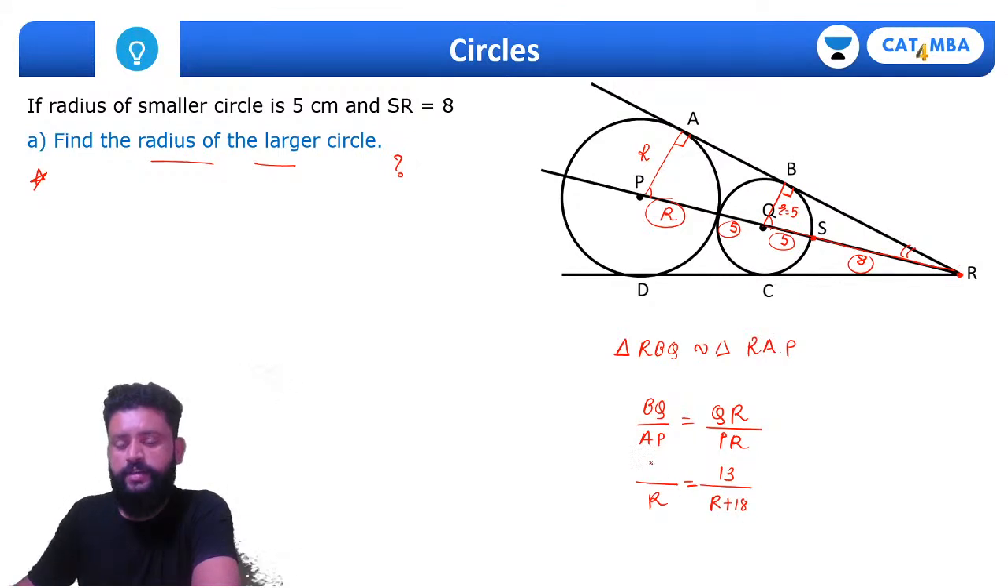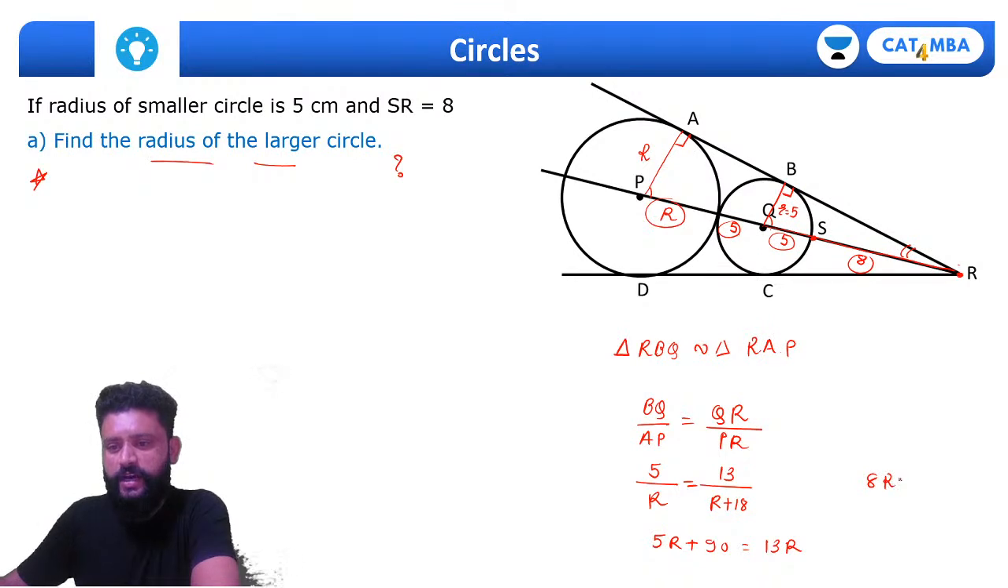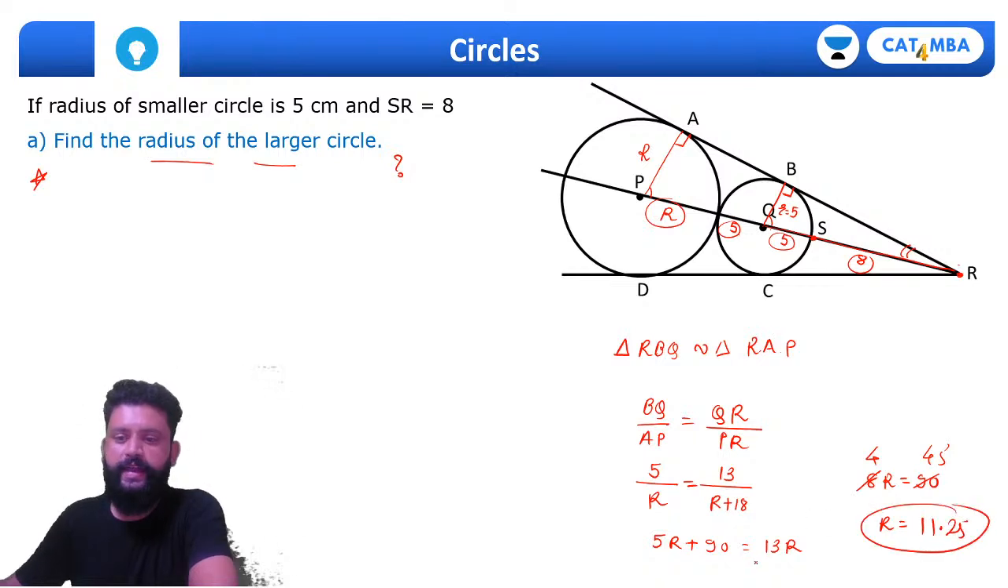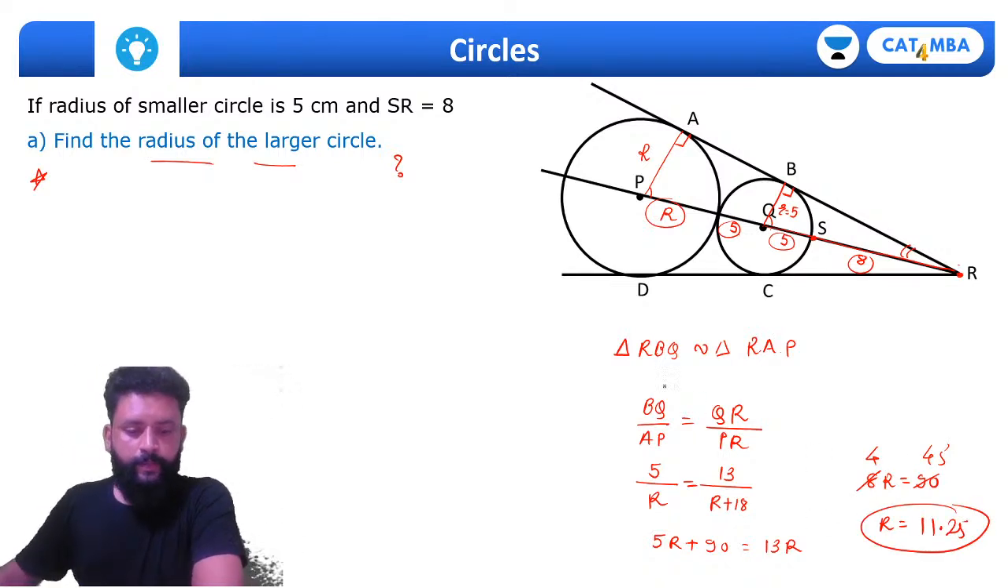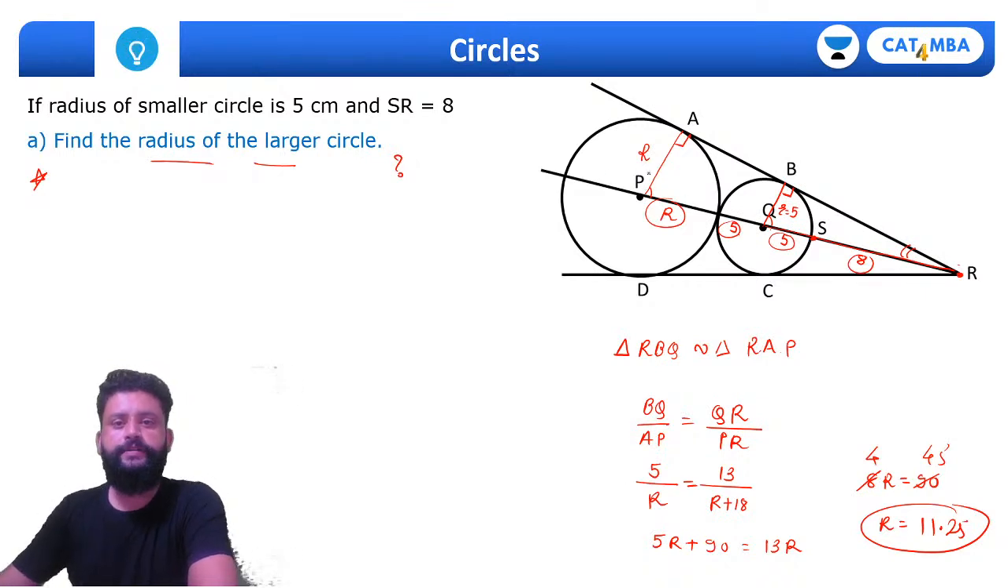And the radius of the smaller circle we know is 5. So if you solve this, you'll get 5R plus 18 fives are 90 is equal to 13R. So I can say 8R has to be equal to 90. So 45 over 4, the radius of the larger circle will be 11.25. That's what I can conclude. Hopefully all of you understood this part.